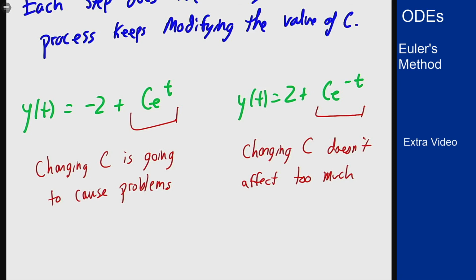That's just an idea of what actually happens when you're doing Euler's method, how it changes your actual solution, as well as why it may or may not actually affect your outcomes at the end when you do this process for a long period of time.